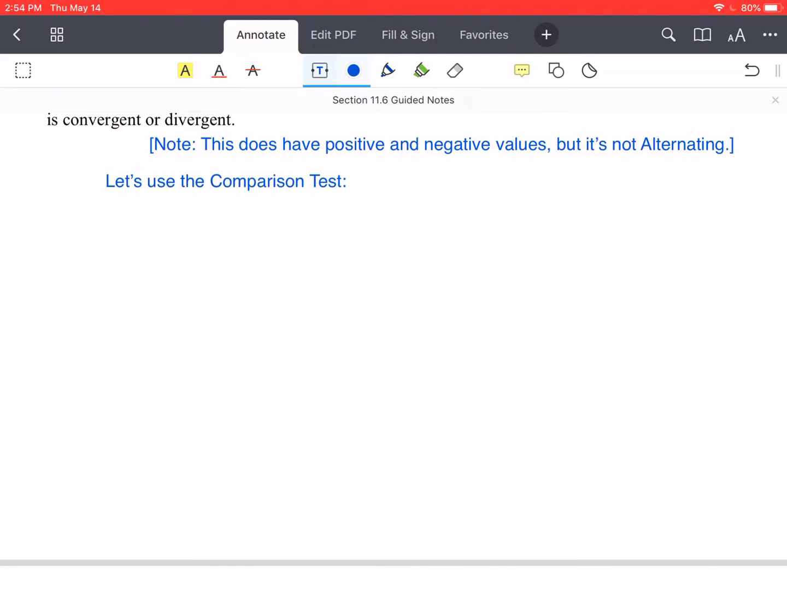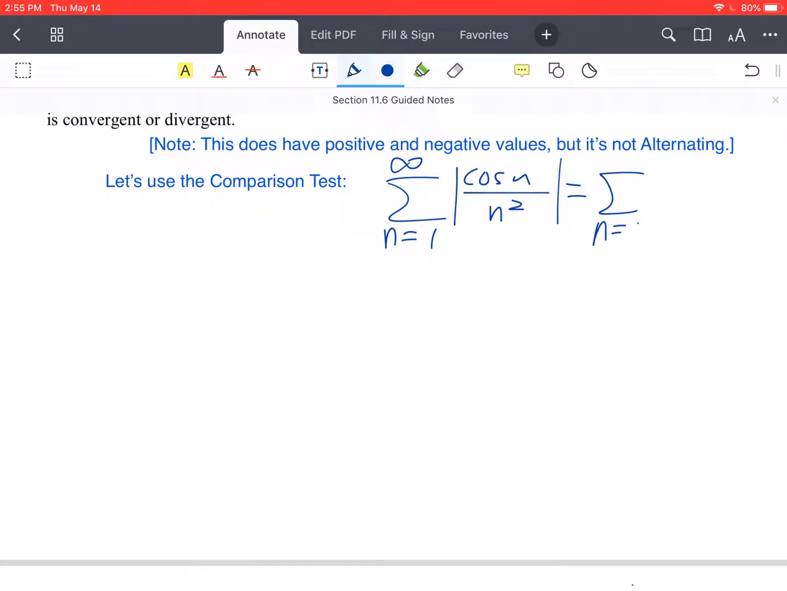Alright, so here we have the sum n going from 1 to infinity of the absolute value of cosine of n over n squared. N squared is always positive, so we can just keep the absolute value on the cosine. We don't need it on the n squared. So absolute value of cosine of n over n squared.